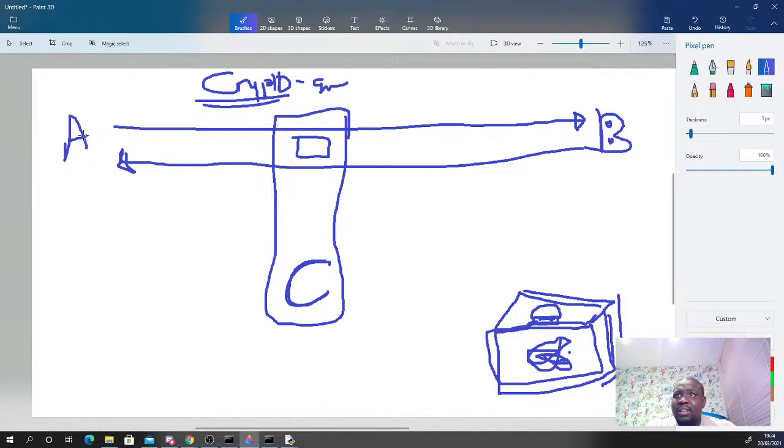If B sends the letter, B wants only A to read it. He doesn't care if this guy sees the box or not, but C should not be able to read the letter at all. How are we going to do that?